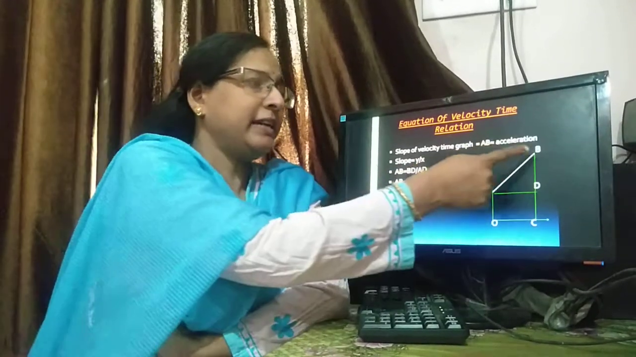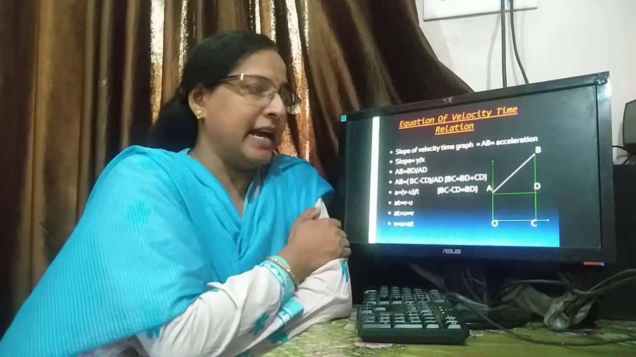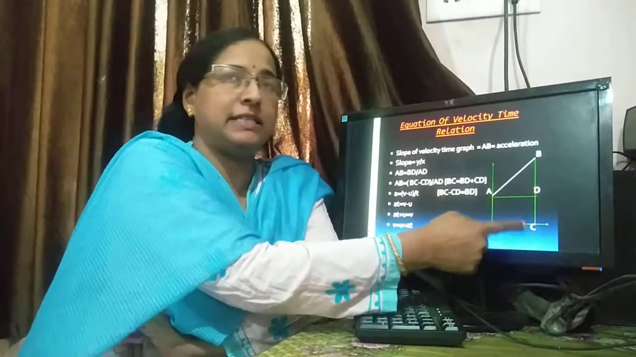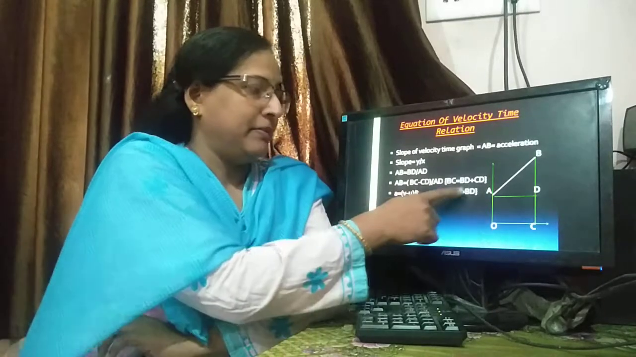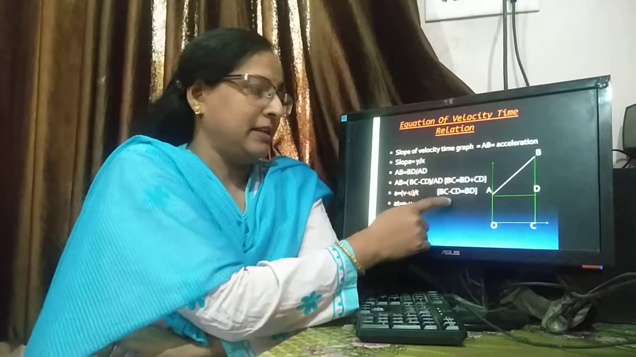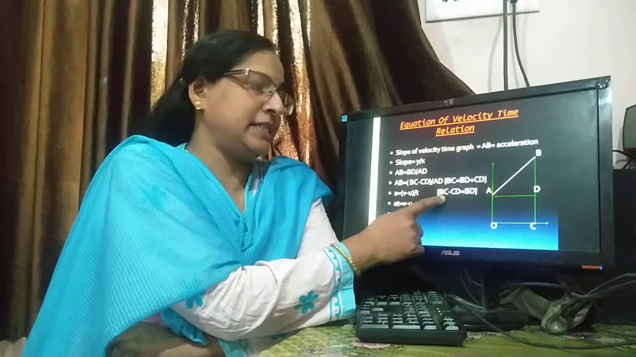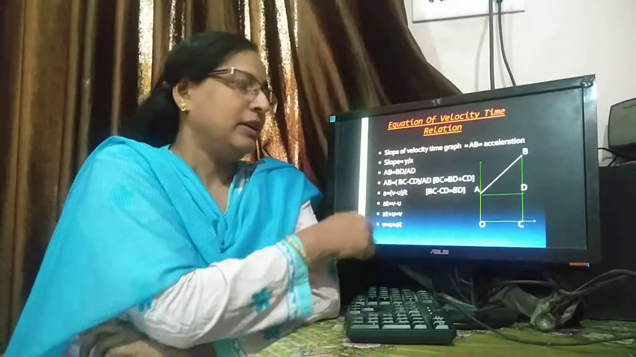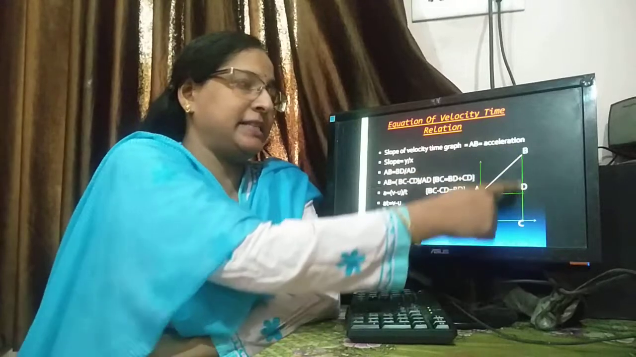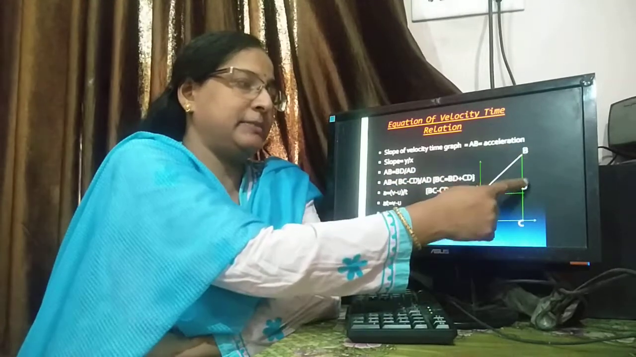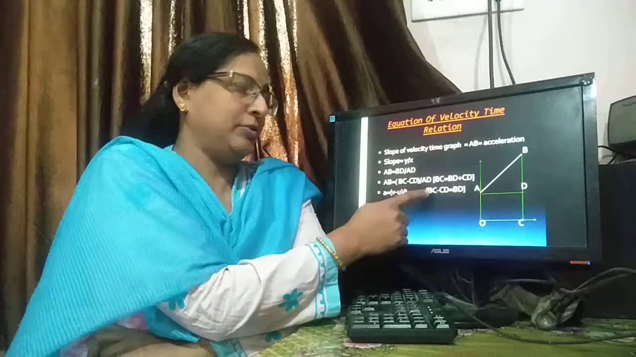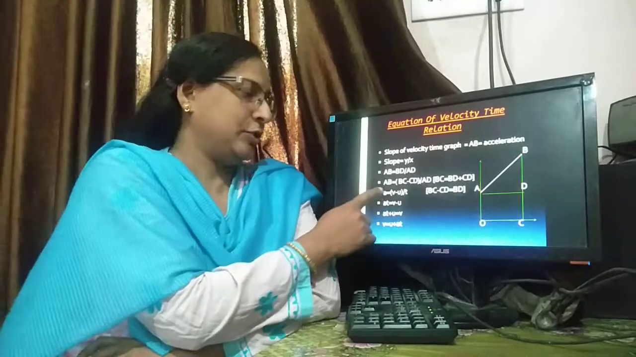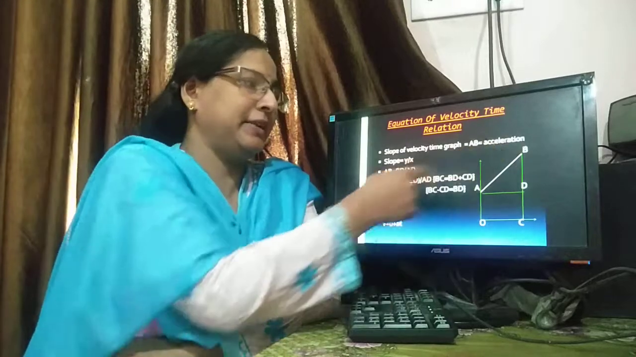Now, we can write this BD as BC minus DC. We will get BD. You know that the entire line BC can be written as BD plus DC. So, BC minus CD will be equal to BD. So, this line will give you the acceleration.